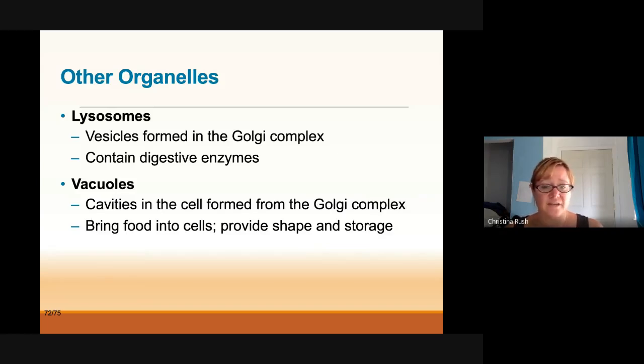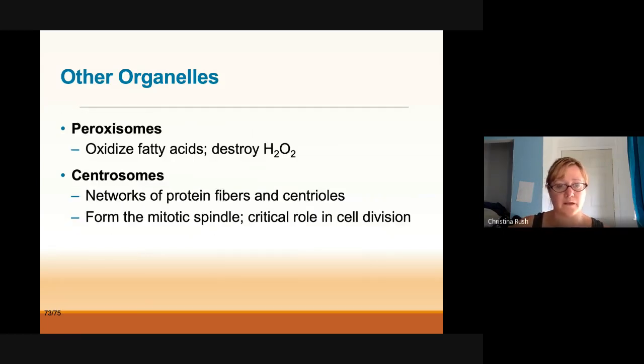Vacuoles are cavities in the cell that are formed from the Golgi complex, and these are important to bring food into cells. They can also provide shape, and they can act for storage. The peroxisomes are very important. They oxidize fatty acids, and they destroy the oxygen-water radicals, including hydrogen peroxide.